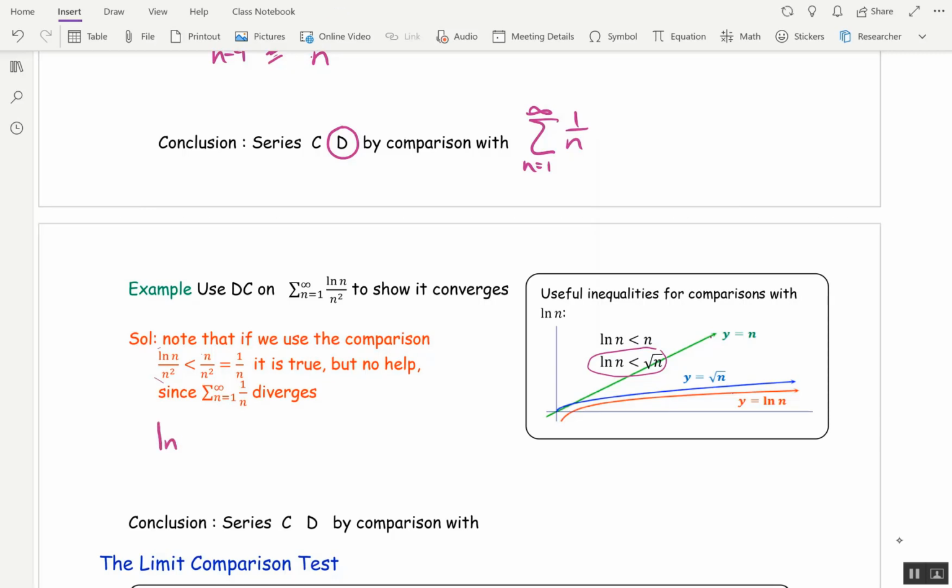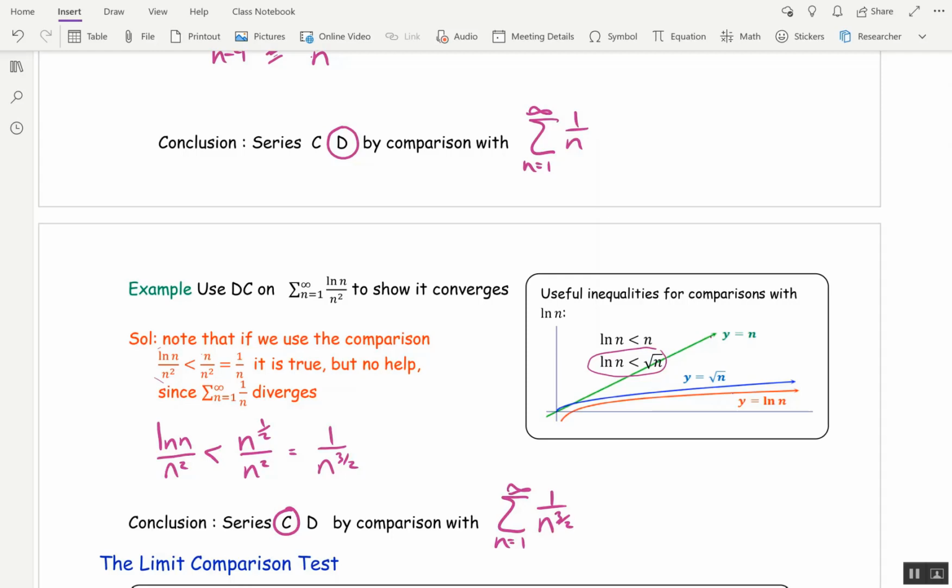I go ln n over n squared less than square root of n over n squared, which is 1 over n to the 3 halves. And that's a strong enough statement. This converges because this p-series, 1 over n to the 3 halves, has p bigger than 1.